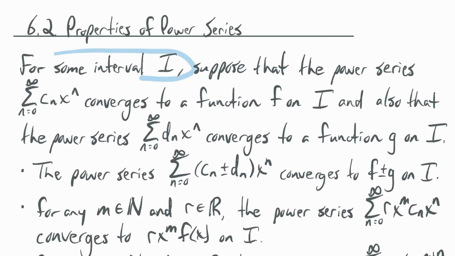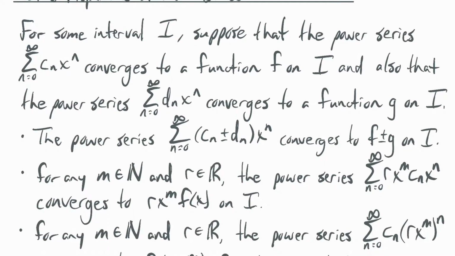So given some interval I, this will be an interval of convergence. Suppose that the series C sub n converges to a function f on the interval, and then also some series D sub n converges to another function g on that same interval. Okay, so two different series, each converging to some function on the same interval. The power series formed by (C sub n plus or minus D sub n) times x to the n power, of course, converges to f plus or minus g, whichever you happen to have here, on that same interval.